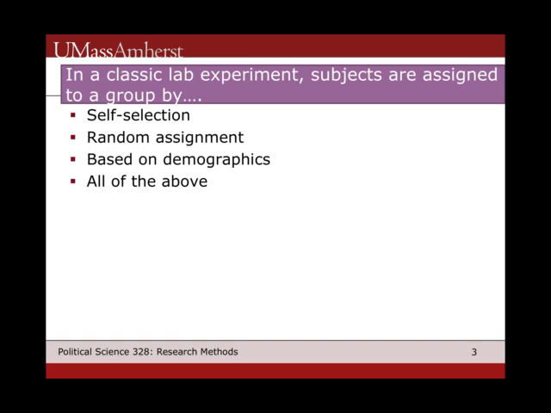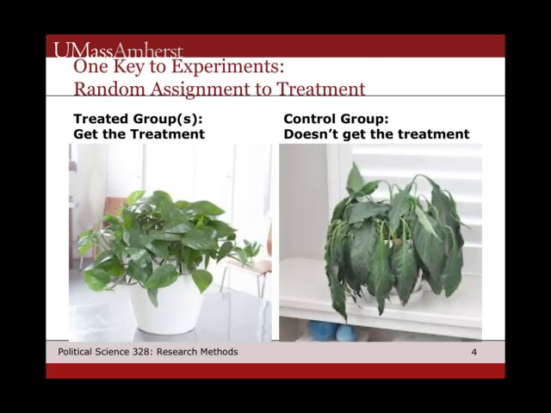So in a classic lab experiment, subjects are usually assigned by random assignment. There are times whenever we might have self-selection based on demographics, but really random assignment is the foundation of a classic experimental design. So the trick here is that, in essence, you're supposed to have something like these two basically identical plants where one gets the treatment and the control group doesn't get the treatment. And again, which plants have to be randomly assigned.